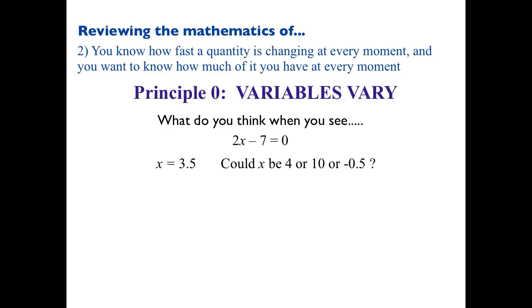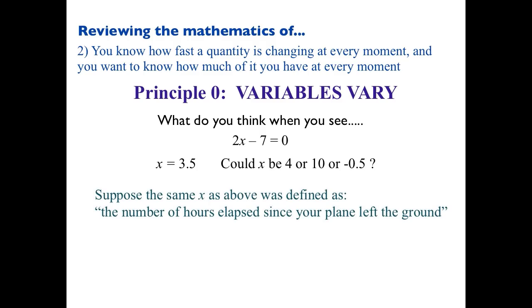Okay, so that's actually a better way to think about this, rather than thinking x is this value and it's not changeable. So no, x could be other values. But of all the values x could be, there's only one that makes that equation true. That's a stronger way to think about this. So suppose x was defined as the number of hours elapsed since your plane left the ground. Now it's the number of hours gone by since your plane left the ground.